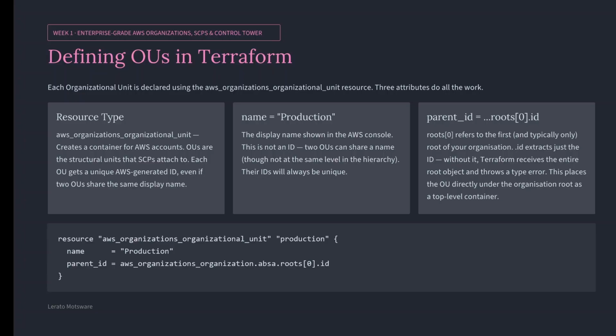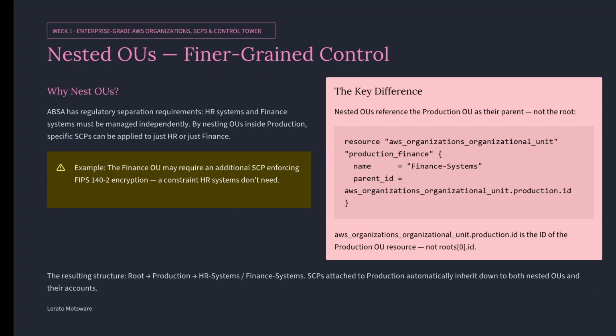Every AWS organization has exactly one root. All OUs and all accounts sit beneath it. Roots.id. That is the anchor for everything. Nested OUs. The difference is one line, just one. Top level OUs use parent_id equals roots.id. Nested OUs use parent_id equals aws_organizations_organizational_unit.production.id. Same resource type, different parent.